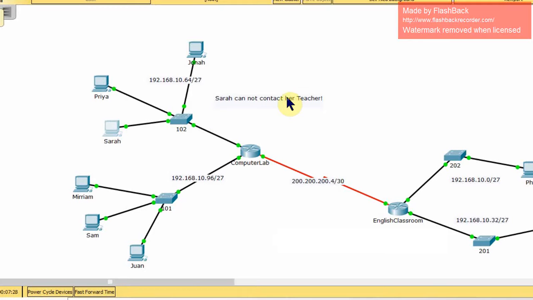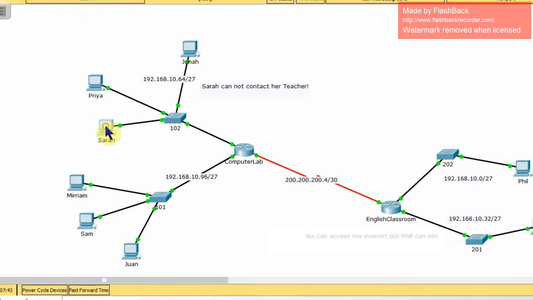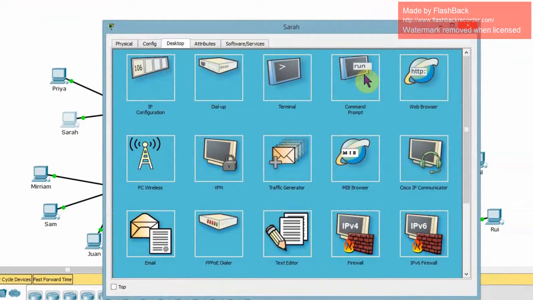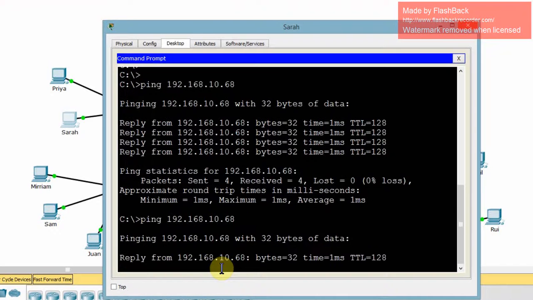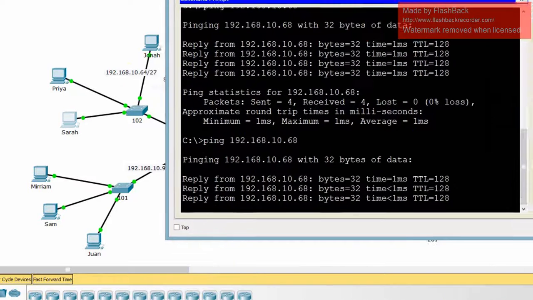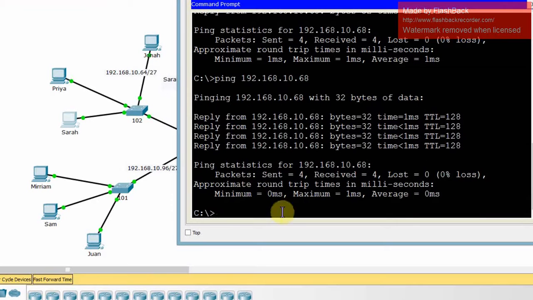Now, we have this first one, which is Sarah cannot contact her teacher. She can contact the other people on her switch, which is fine, but she can't contact her teacher, who we're going to assume is over here. Let's go to Sarah's computer. In this scenario, we've already checked that she can ping other people in her group, and we're going to see if she can ping the other side.